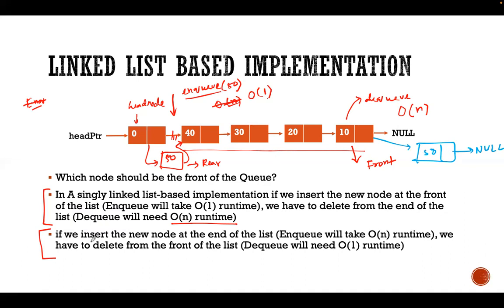Now in this strategy, enqueue will take order of n runtime, because you have to traverse the whole list and insert at the end of the list.